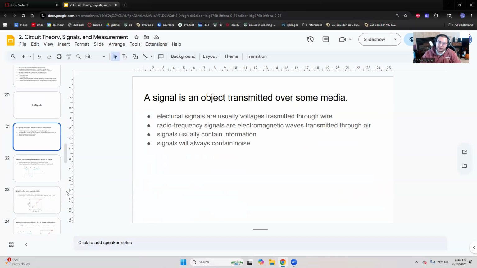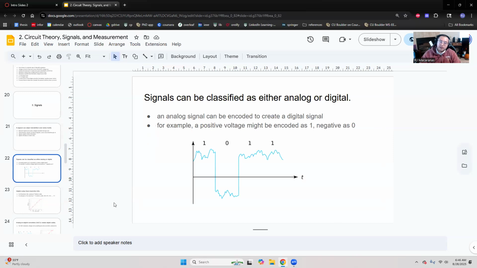For example, we have electric signals, which are usually transmitted through wire, and radio frequency signals, which are electromagnetic waves transmitted through air. In these cases, wire would be the media, and air would be the media for these radio frequency signals. Signals usually contain information, but they will always contain noise from a practical standpoint.